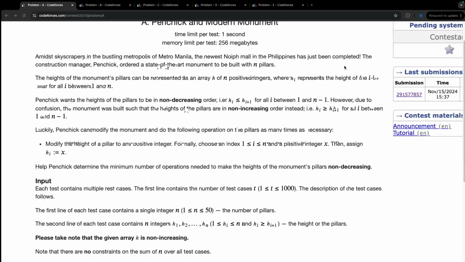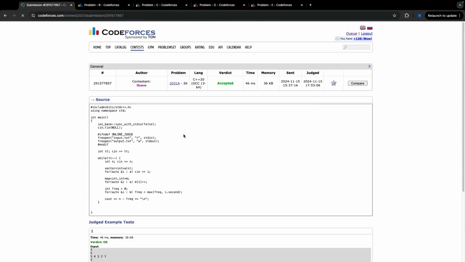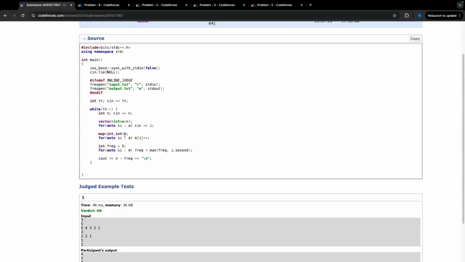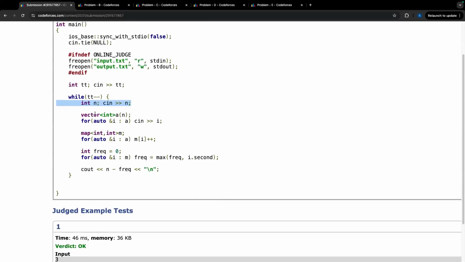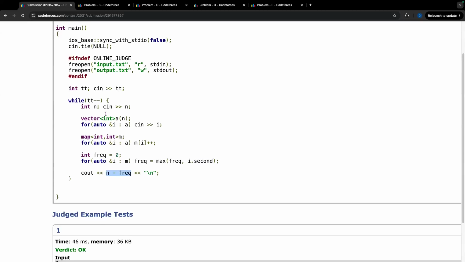Great. So guys, let me just quickly show you the solution. That is all that we had to do. You take in input. After that, you find the frequency of all elements. You can do that using a map. After that, you have a variable called frequency. Then max frequency is nothing but maximum of the current frequency, comma, the frequency of the element. So basically we iterate over the map, find the max frequency, and then the answer is nothing but n minus frequency. A very simple big O of n log n solution.